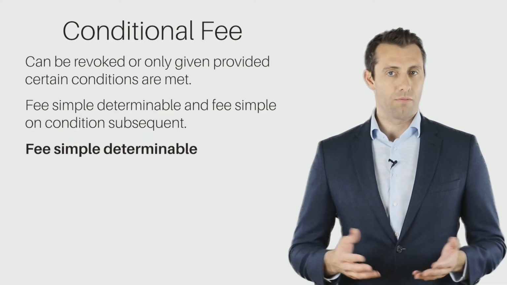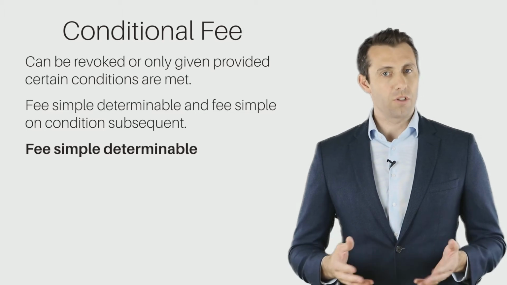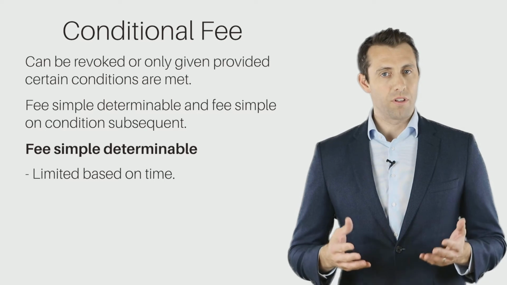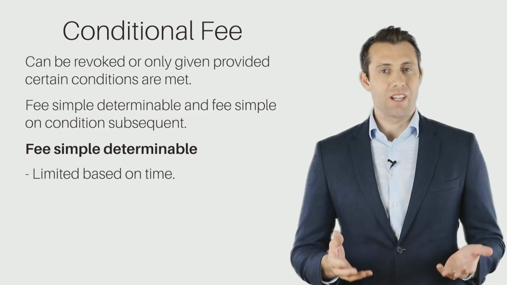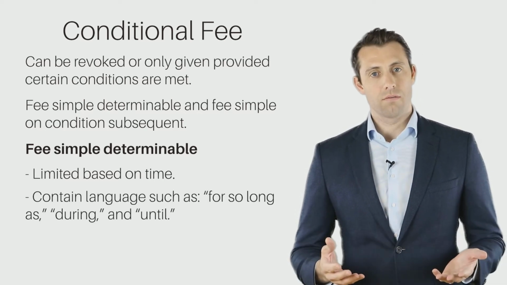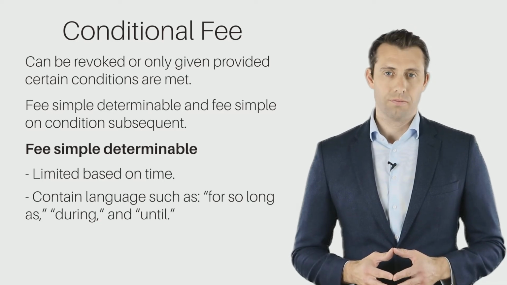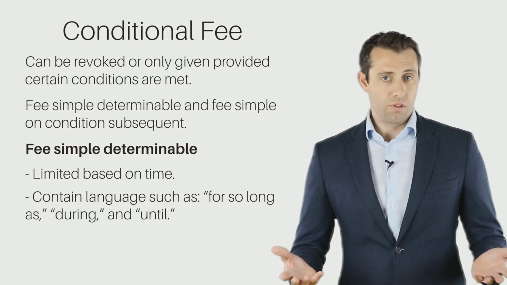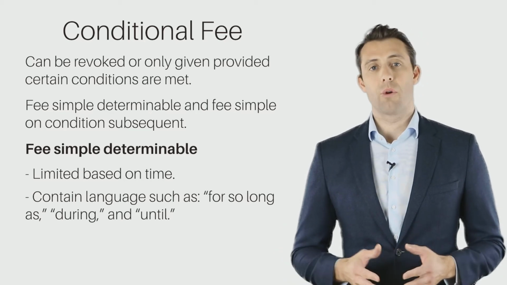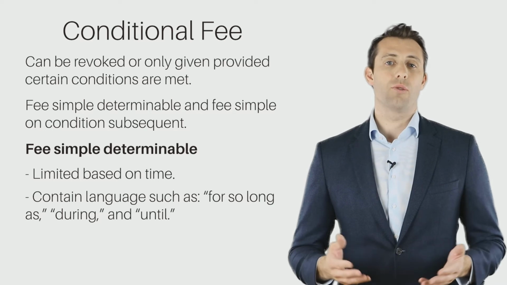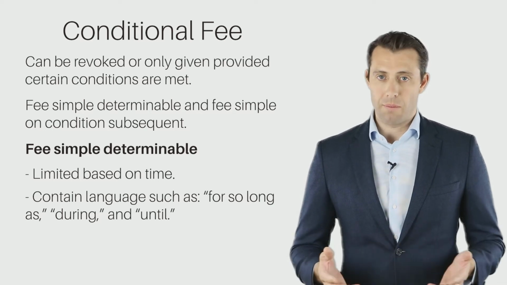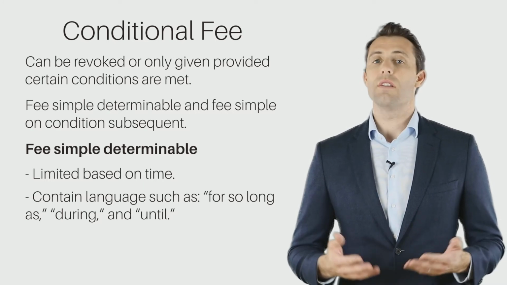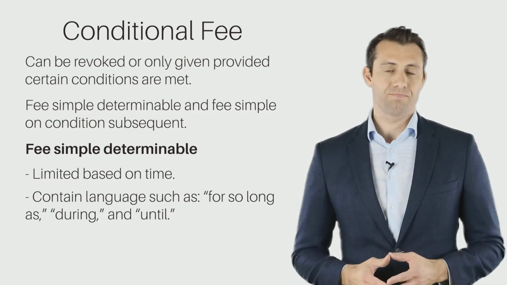Fee simple determinable. Fee simple determinable is ownership that is limited based upon time. Fee simple determinable estates can contain words like for so long as, during, or until. For example, an owner chooses that they want to grant their son a home until February 1st, 2028, or until they graduate from university. This would be a property conveyed or granted by the owner, which would be classified as a fee simple determinable estate.